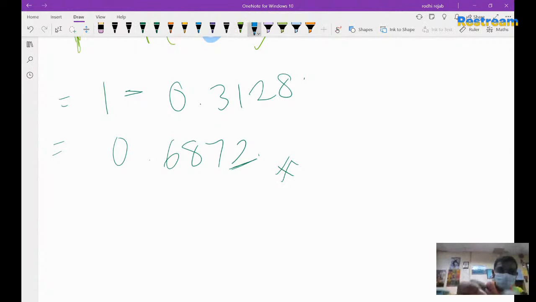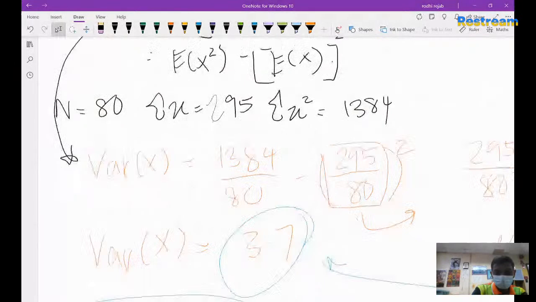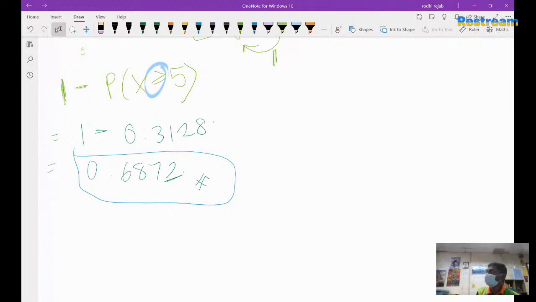Macam ni langsung tak boleh buat. Terlalu banyak. The answer for C, the answer for B, macam ini atau ini. And the answer for A. So that concludes my presentation for this question. Thank you for the question. And we will pass to the next presenter.